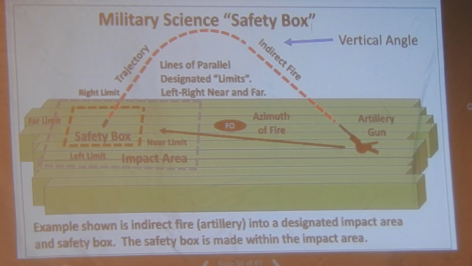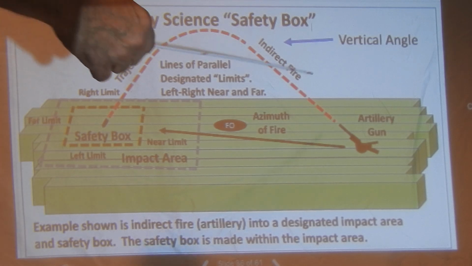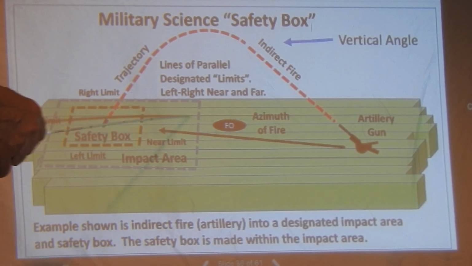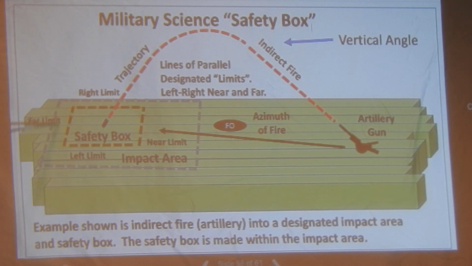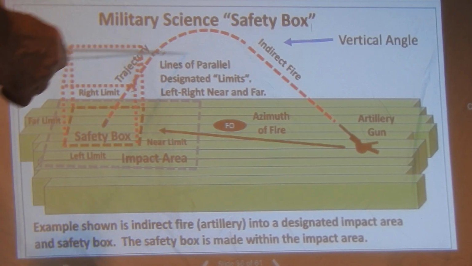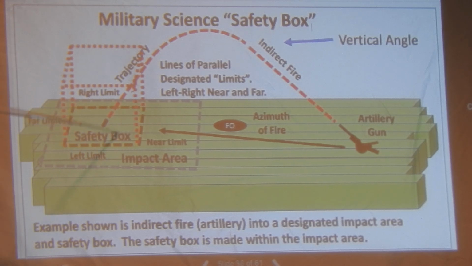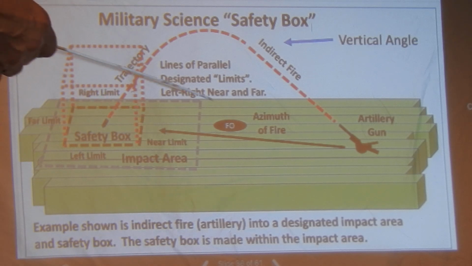Here we see that this position, this artillery piece, is firing indirect fire into a safety box, which is located inside the impact area. We have our left, right, near, and far limits, which create a box. All of these are lines of parallels, or limits. So as we build this 45-degree sector test box developed from this, as you can see here, all we're doing is placing that box. That is a box that would fire live fire artillery rounds in safely, where they hit the target in training, and they're safely fired in this area.